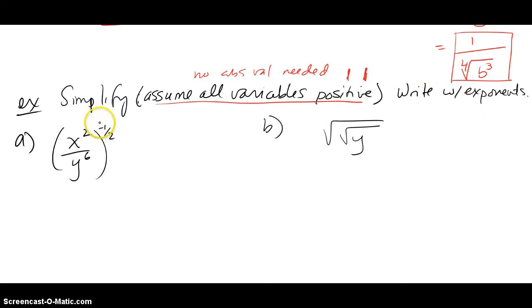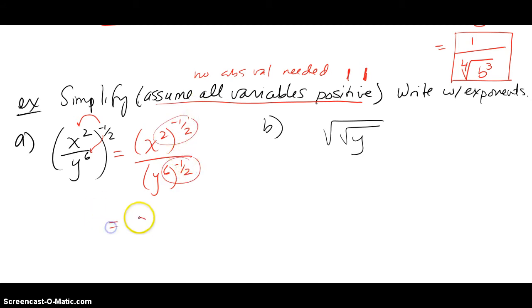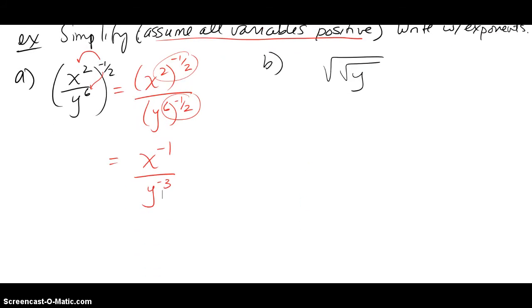So first of all, I'm going to say they each share the -1/2 exponent. And once I have a power raised to a power, remember I multiply them. So that's going to be x to the -1 and y to the -3. And now they're in the wrong place. Y needs to go up to become a positive exponent, and x needs to come down to become a positive exponent, and we're good to go.